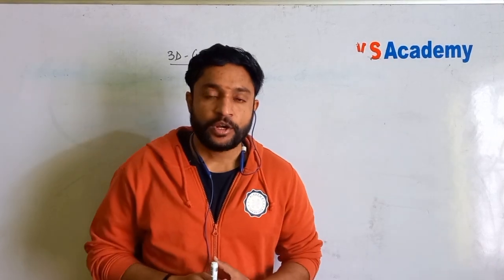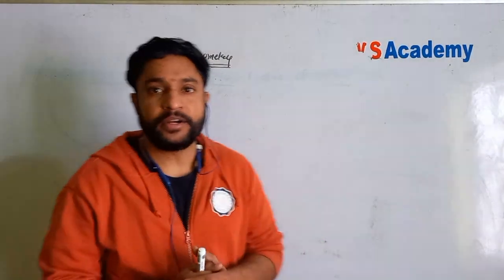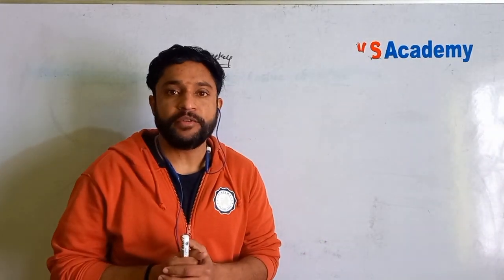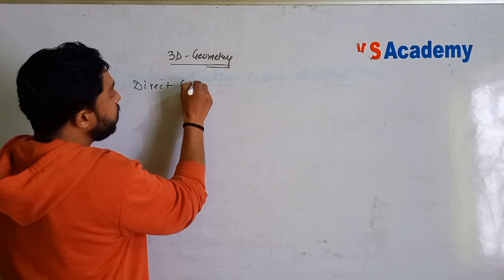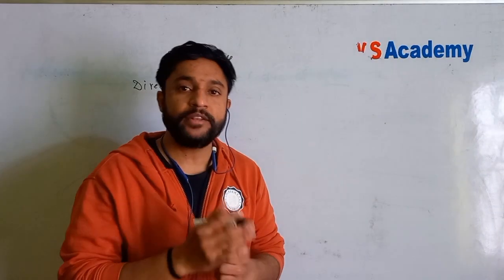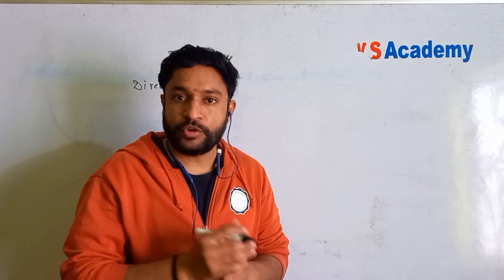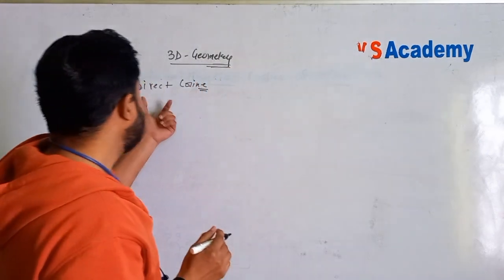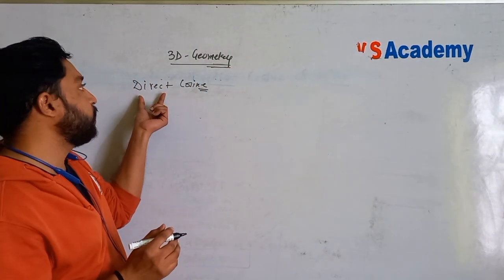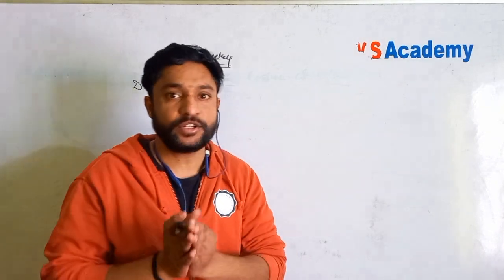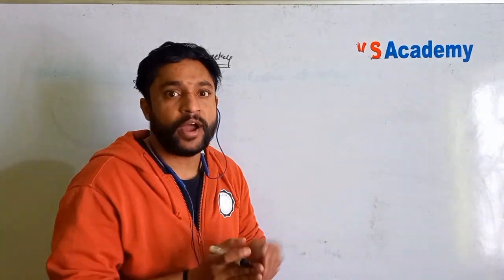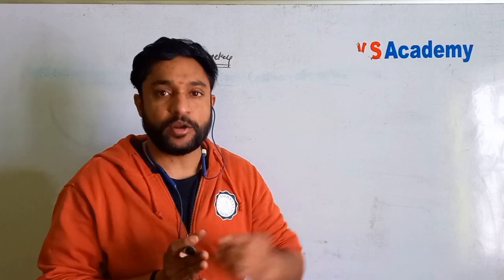Hello friends, today we discuss 3D geometry, and in 3D geometry we discuss direction cosine. What is direction cosine? Direction cosine is an important portion in 3D geometry which is used to find the equation of a line and the equation of a plane also. Direction cosine is a very important concept. So what is the direction cosine and how can we use it to find the equation of a line and a plane also?